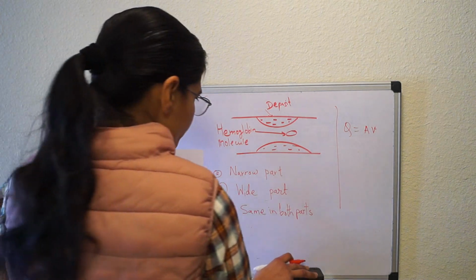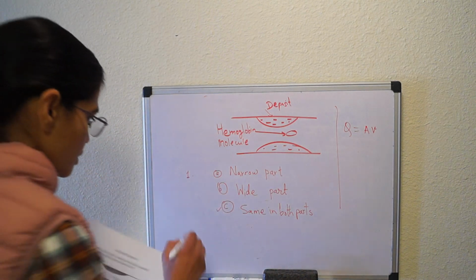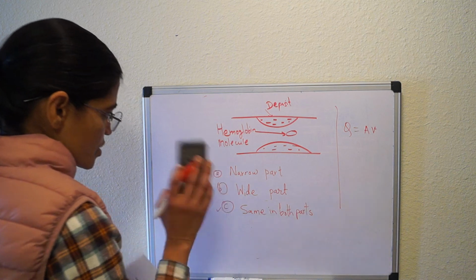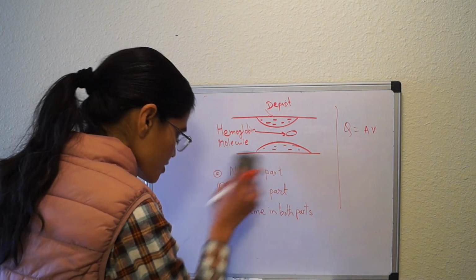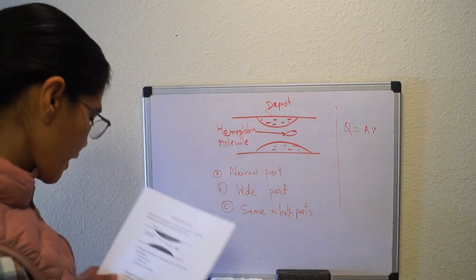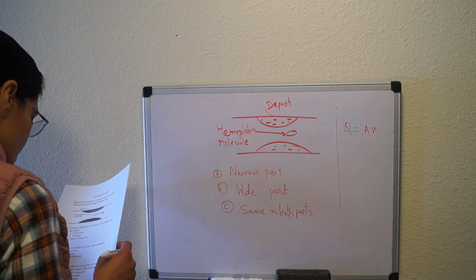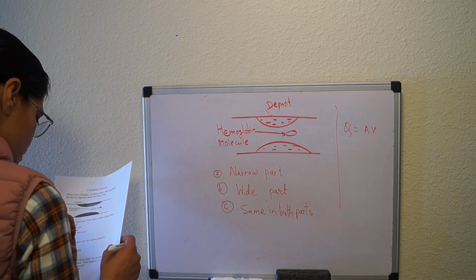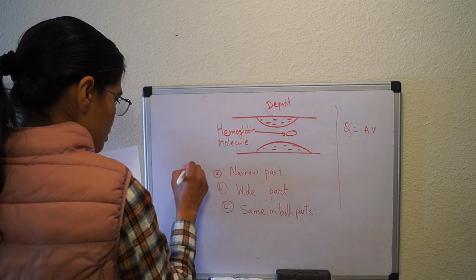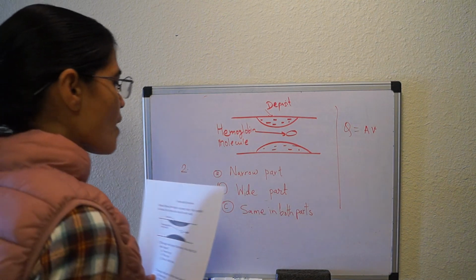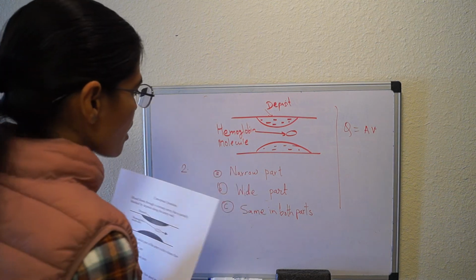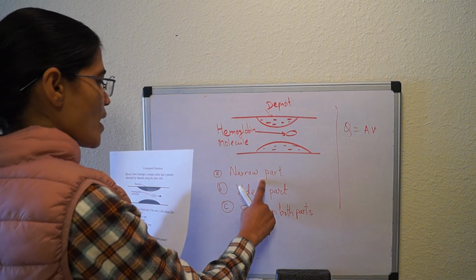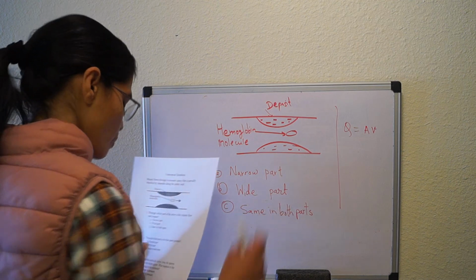Number 2. Okay, so same in both parts, alright? I'm going to erase this because I want to use the same options and I don't want to keep writing again. Alright. Number 2, through which part is the flow speed greatest? Options are narrow part, wide part, same in both parts.